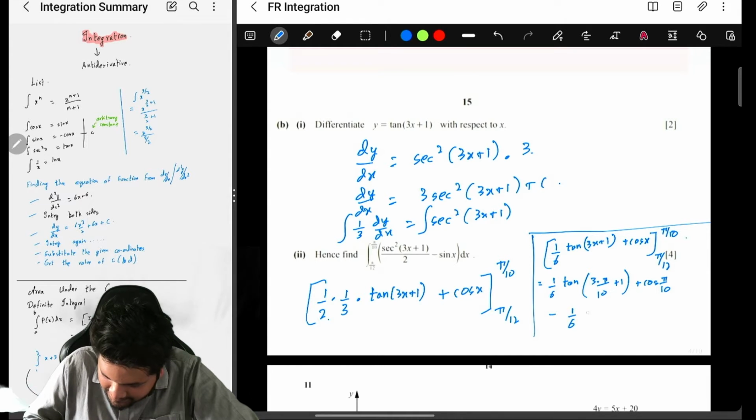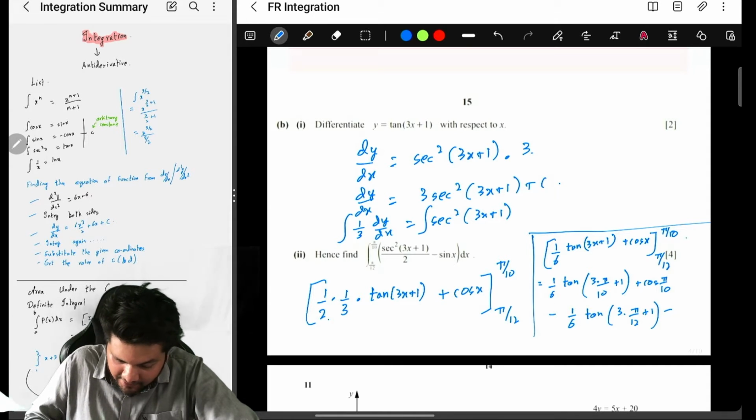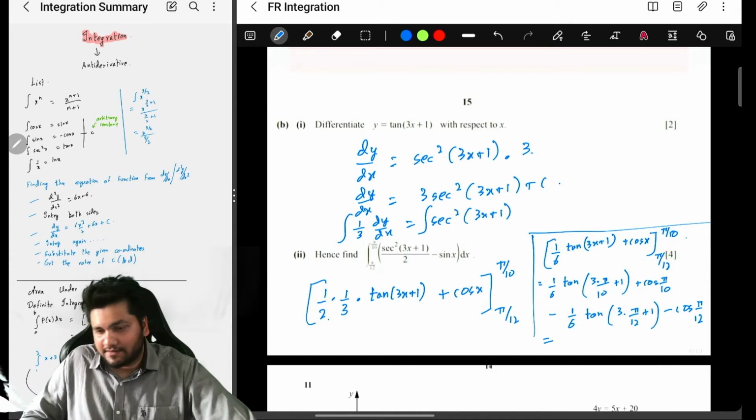minus 1 by 6 tan of (3 pi by 12 plus 1) minus, see again here it's minus, it's going to be in a bracket, so that's why minus minus it's going to be minus cos of pi by 12. You just have to put it in the calculator and get the answer, that's it.